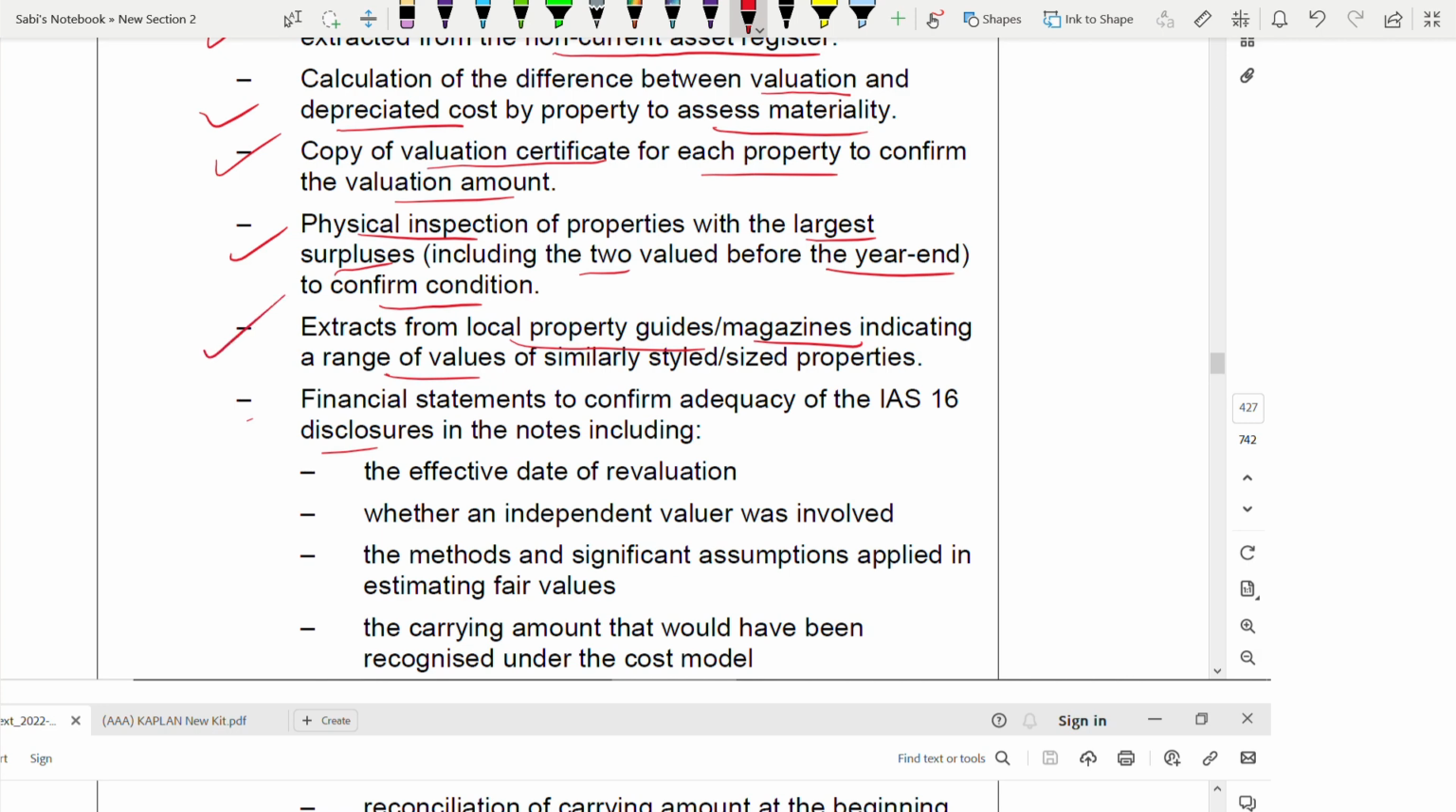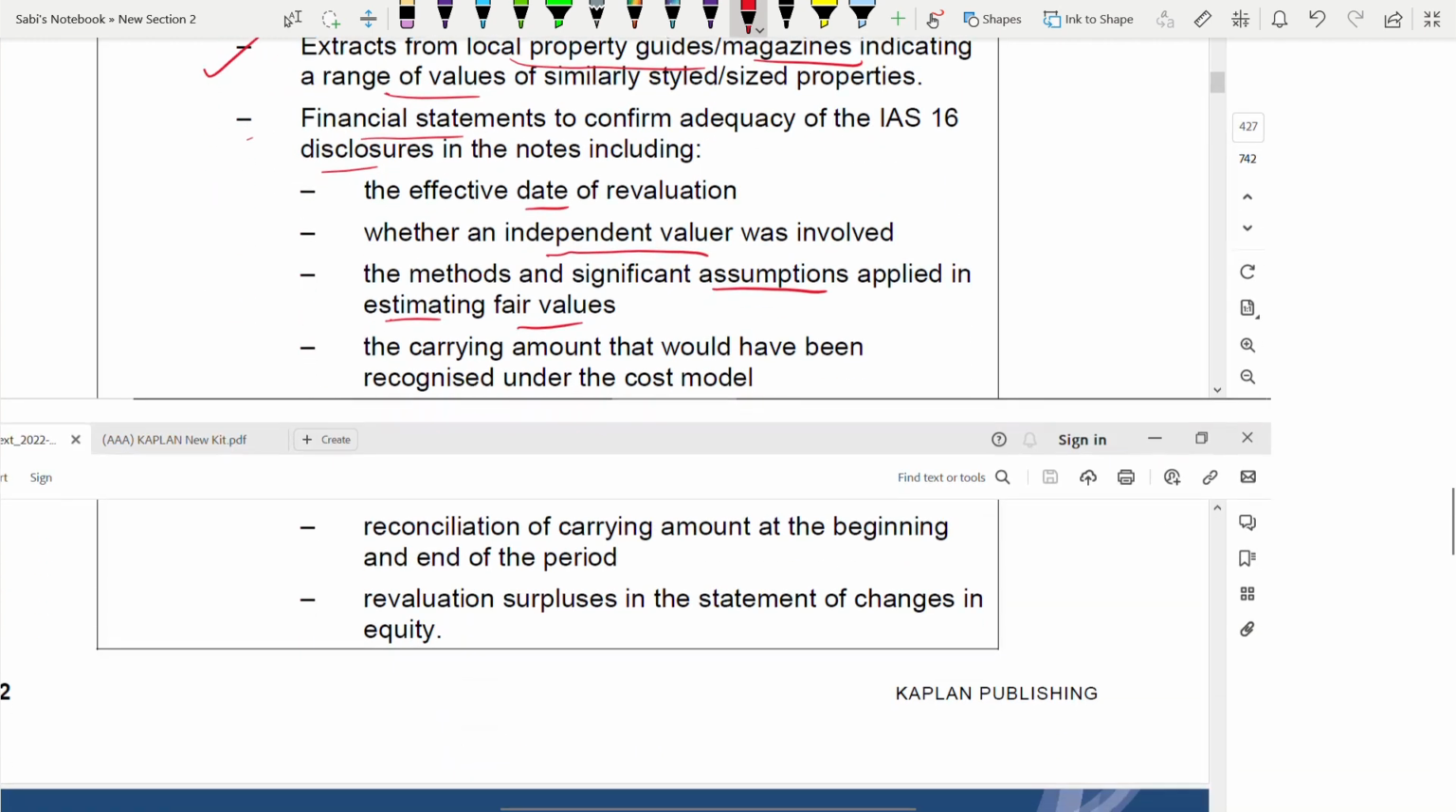Okay, next is, as I told you, you will always get the draft financial statement. In this case you might want to check the disclosure according to IAS 16. If revaluation takes place, you want to know the date. Next, the independent valuer, because for revaluation you need a valuer, so you need to make sure independent valuers are involved in that process. Third, because they are estimates, you might want to know the assumptions and the estimated fair values. And carrying amount recognized under cost model, all these things will be disclosed under IAS 16. You have to look for it. Reconciliation of the carrying amount at the beginning and the end, same as previous, and revaluation surplus in the statement of changes in equity. Now we are moving on to the third issue.